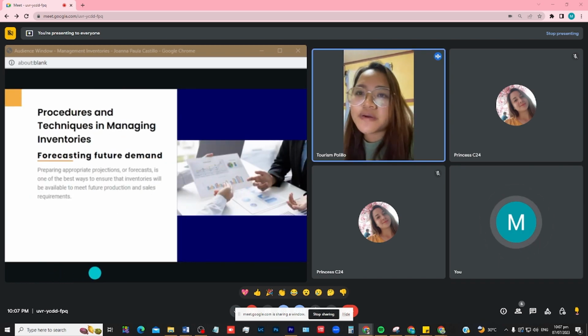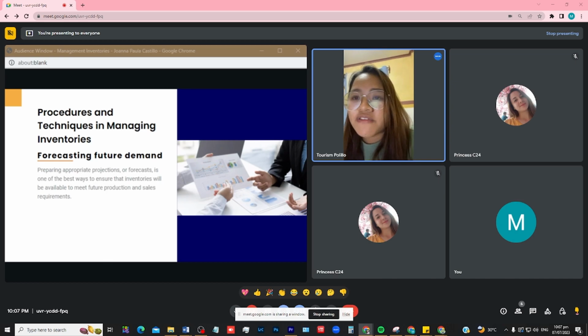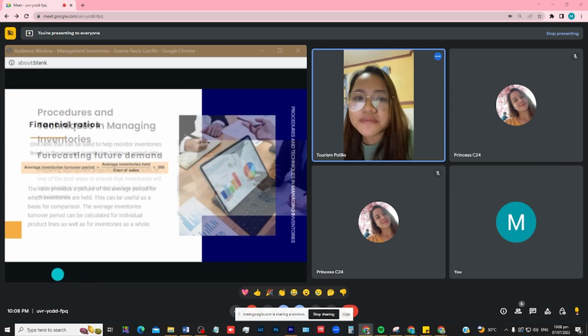So there are procedures and techniques in managing inventories. The first one is forecasting future demand. This means preparing appropriate projections or forecasts, as it is one of the best ways to ensure that inventories will be available to meet future production and sales requirements.